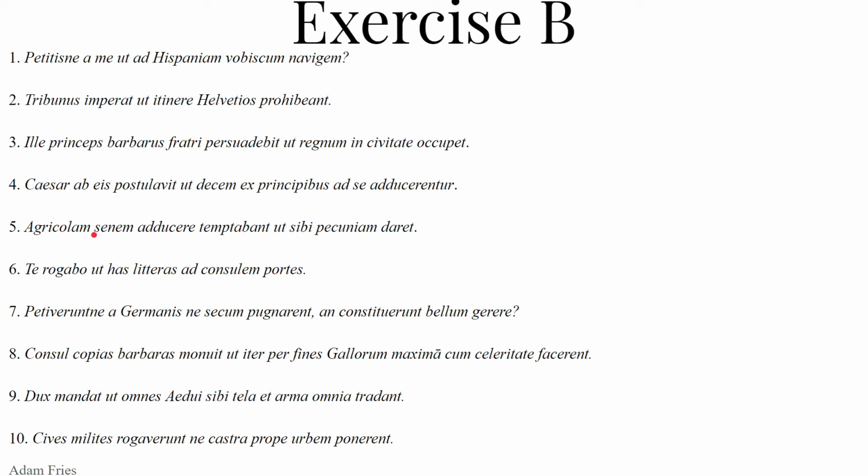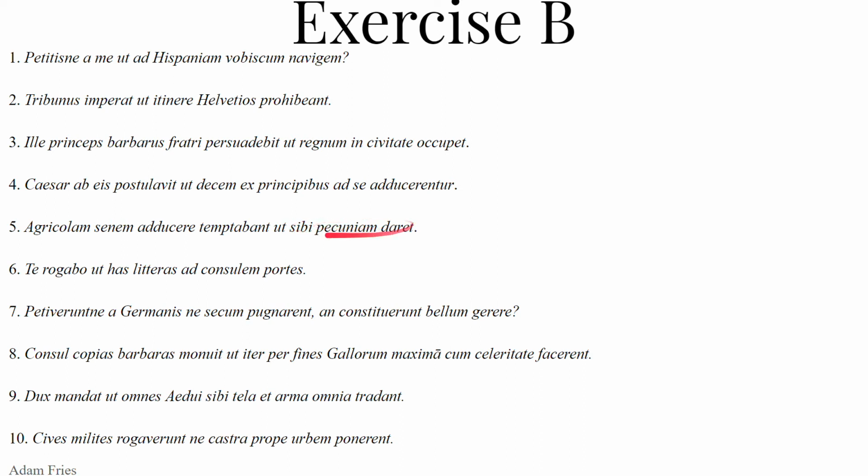He lives down the road. What did they attempt to get him to do? What did they try and exhort him to do? Ut sibi pecuniam daret, so that sibi. Okay, so once again, another reflexive. Is the reflexive referring to the subject of daret or the subject of temptabant?